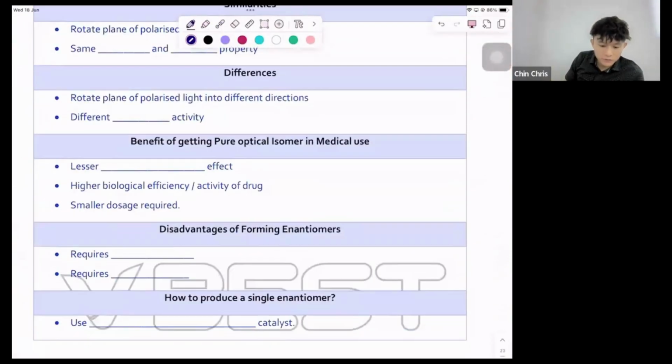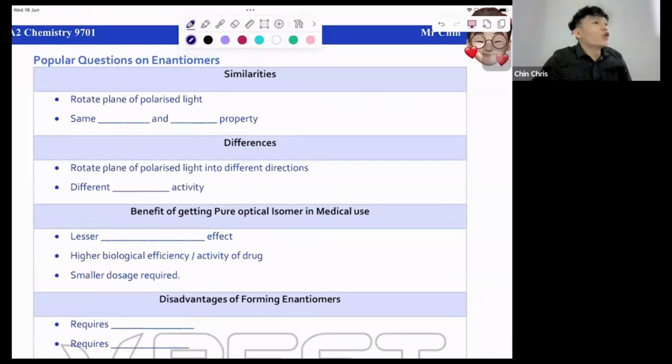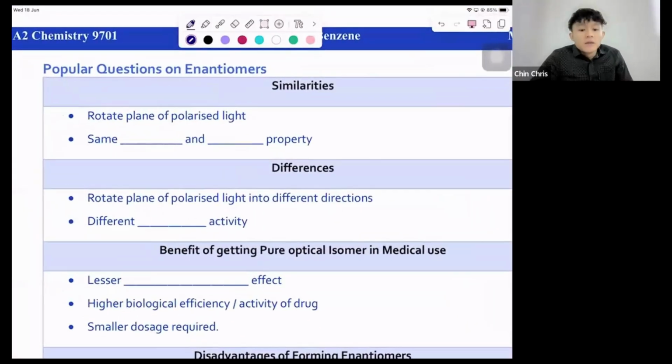Alright guys, now let's look at some popular questions in exams. I'm going to summarize all the popular and possible exam questions. You just have to copy and paste in your exam. Okay guys, first, what are the similarities between enantiomers?